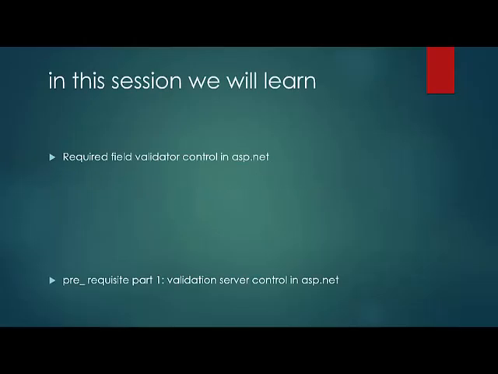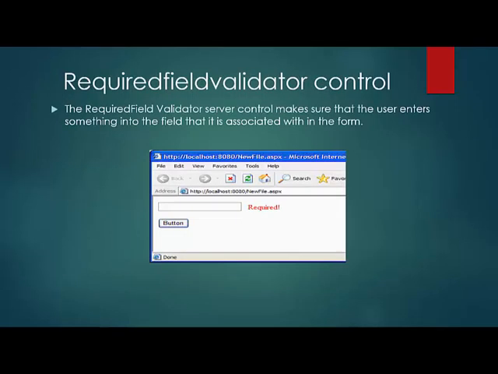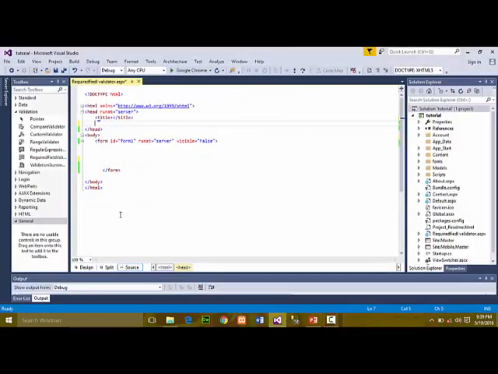In this session, we will learn about the required field validator control in ASP.NET. The required field validator server control makes sure that the user enters something into the field that it is associated with within the form. As you can see in the figure, there is one field and one button. If the user clicks on the submit button and the field is empty, then an error message is printed.